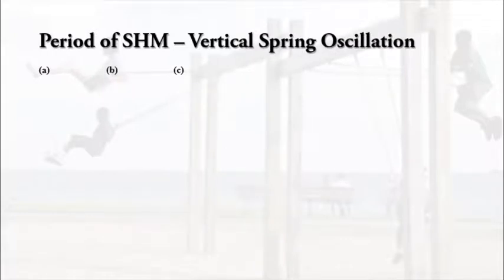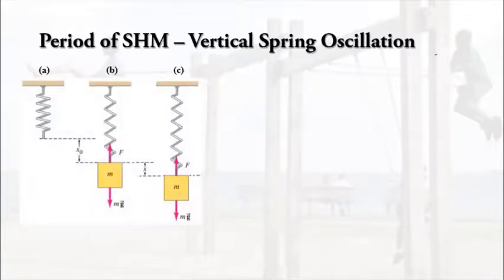Okay, now let's see what if the question involves a vertical spring. Let's look at these three diagrams. You have diagram A, diagram B, diagram C. Why three diagrams? Because you need to determine the extension. So initially you have a spring without any object. This is the initial position, the spring without being stretched. And diagram B is after you attach an object to it. So at position B, this is when the object comes to equilibrium.